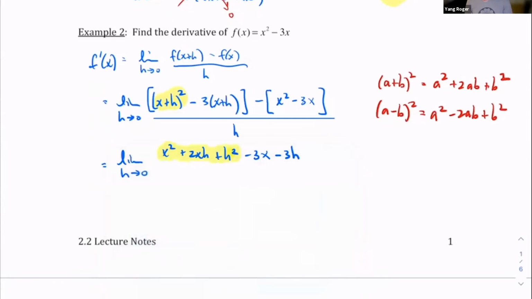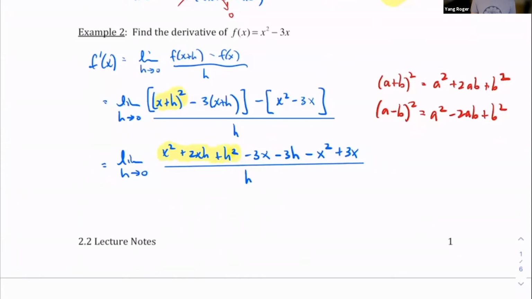For the second square bracket, I have to distribute the negative. I don't know if you guys have noticed, but I'm really careful about maintaining my parentheses and stuff because it's easy to forget to distribute. So hopefully I don't do that. I'm going to get a negative x squared. This will become plus 3x. This is all divided by h.